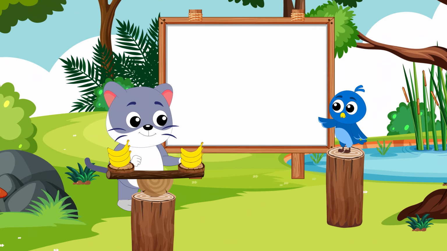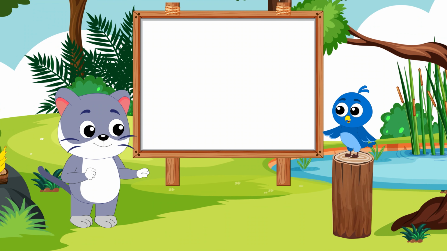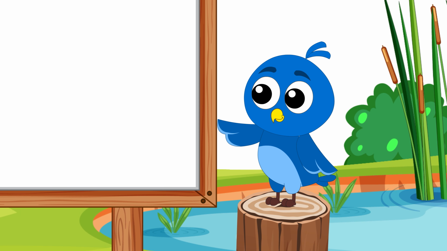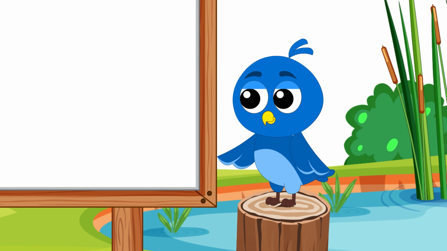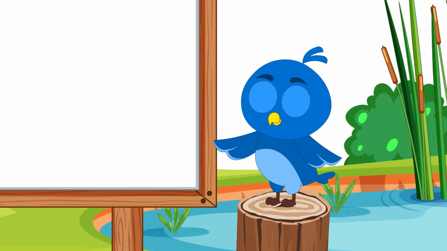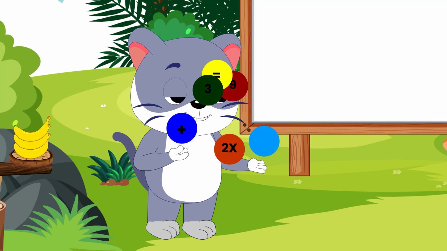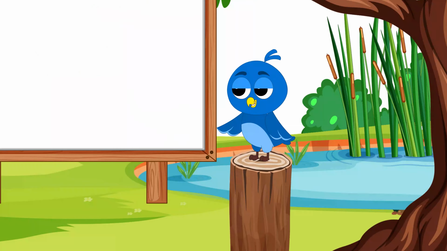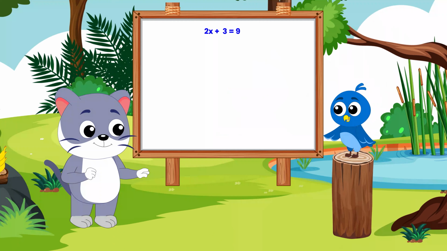That's right, Ravi. Let me show you. Imagine we have the equation 2x plus 3 is equal to 9. We want to find the value of x that makes both sides equal. Juggling numbers? This sounds fun. It sure is, Ravi. We can perform tricks on the equations.